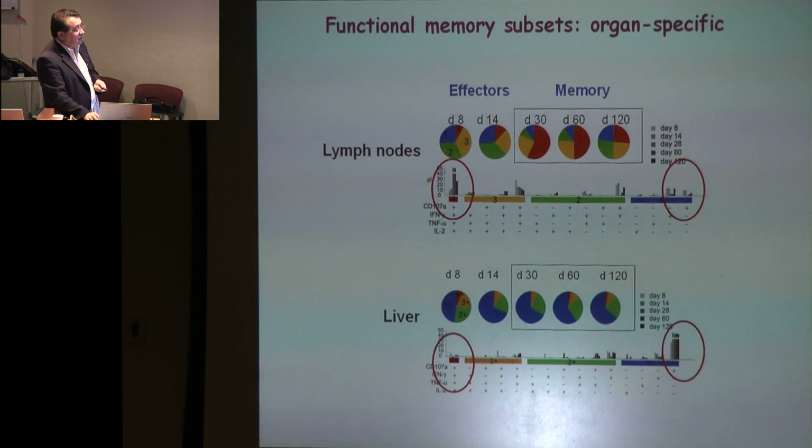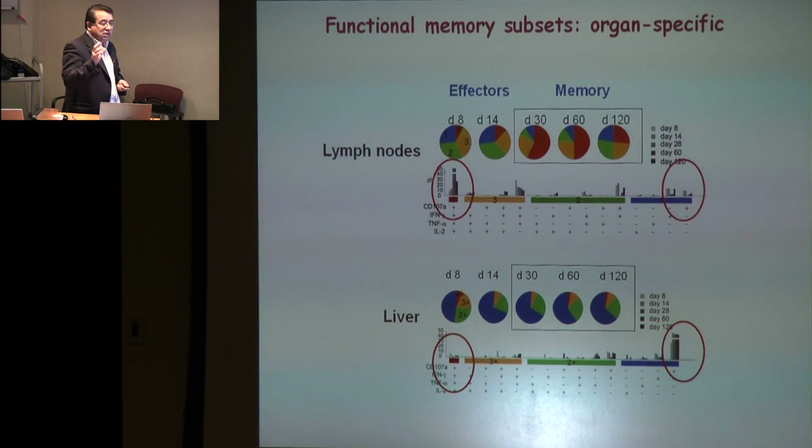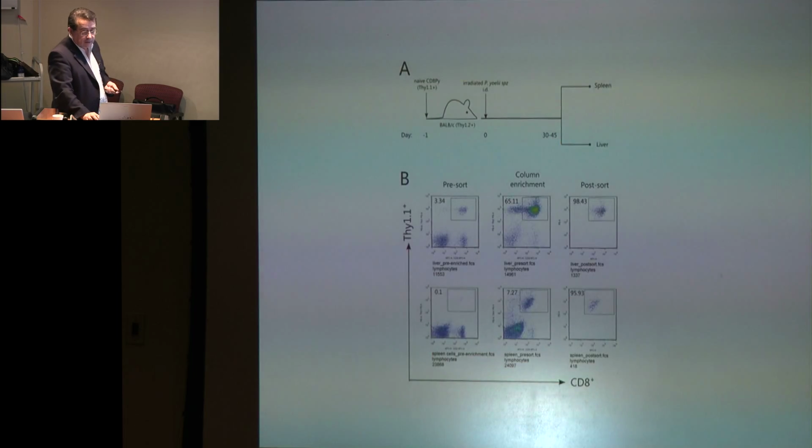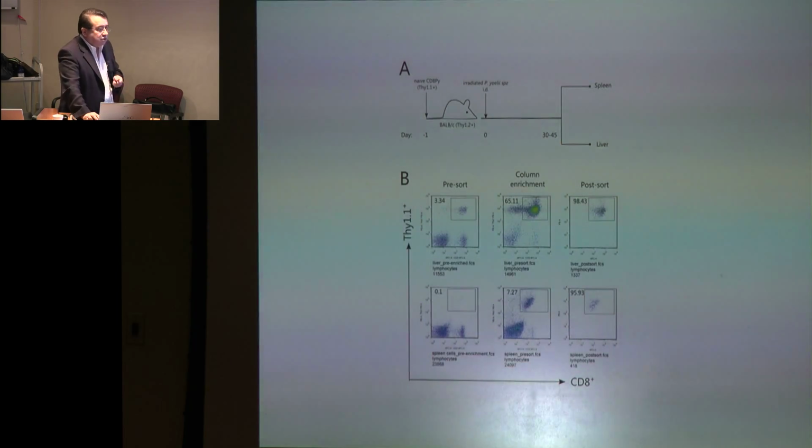We don't know exactly the answer, but we know that the cells undergo a differentiation which is unique, and this is an organ-specific differentiation. The cells in the spleen are not the same as in the liver, probably they are not the same in the lung, and probably they are not the same in the brain. Now, functionally they are different.